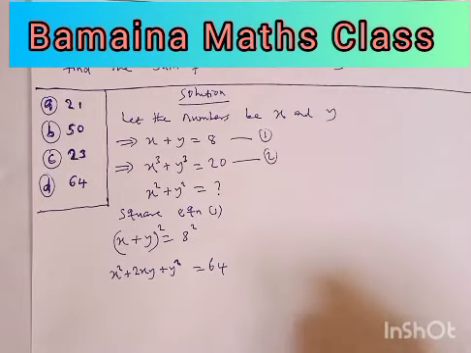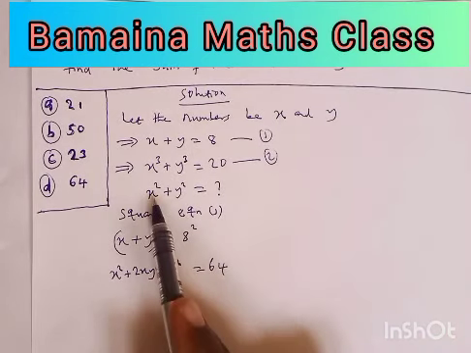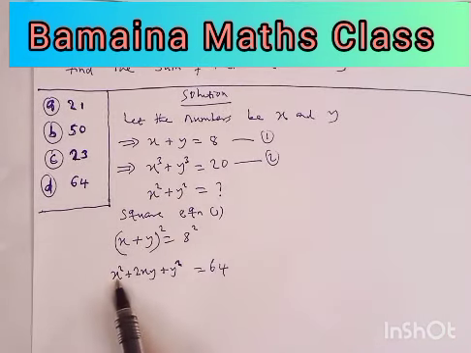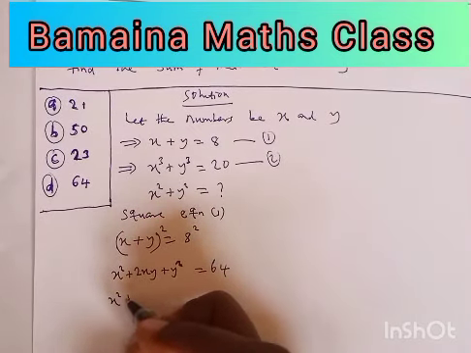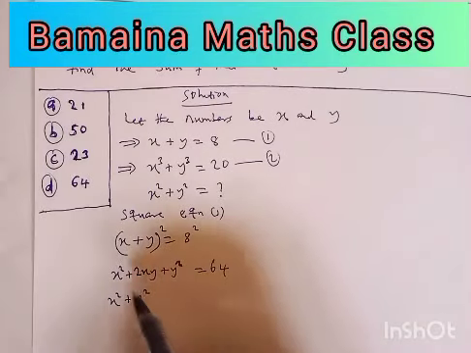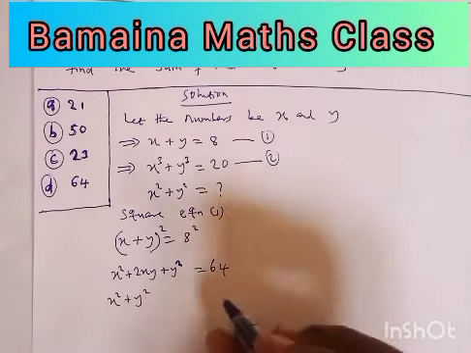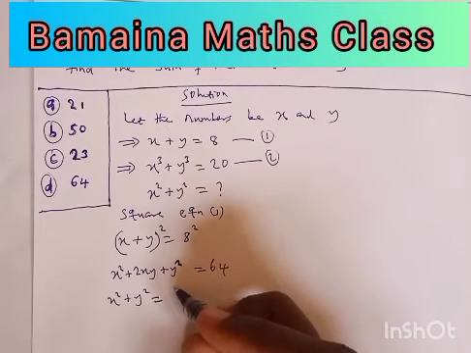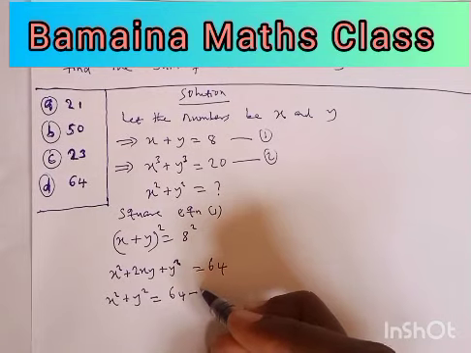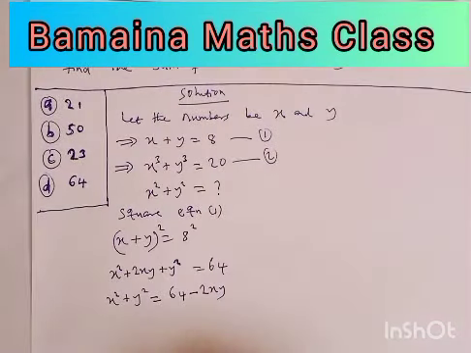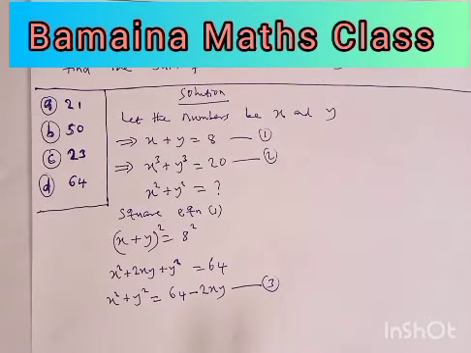Now from there, because you are looking for x squared plus y squared, you can rearrange. You have x squared plus y squared. Now this 2xy is positive. Take it to the other side. It will become what? Negative. So it equals 64. Instead of plus 2xy here, you are going to have minus 2xy. So this one is another equation. Call it equation number 3.